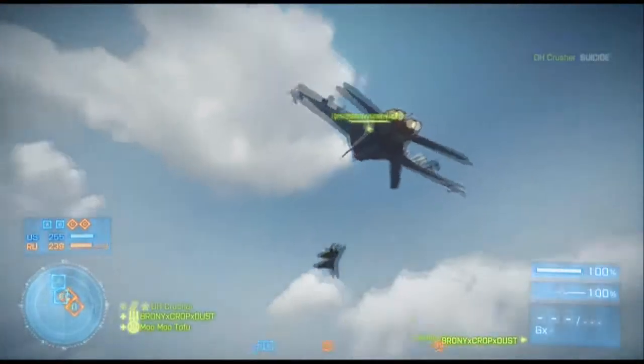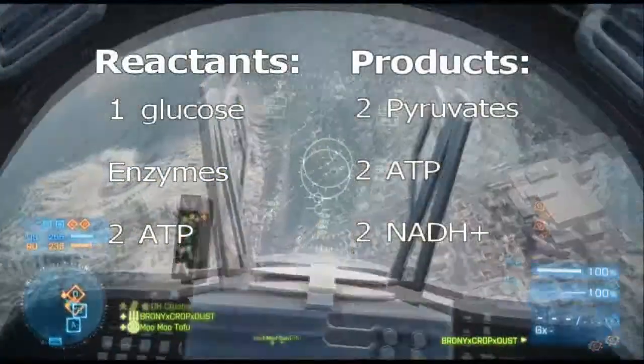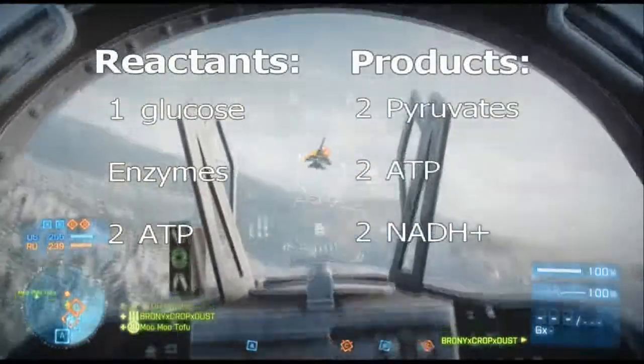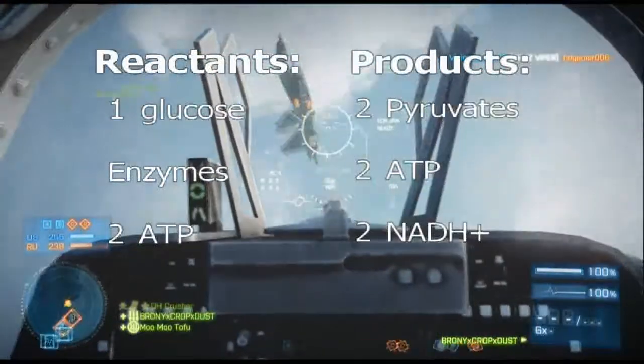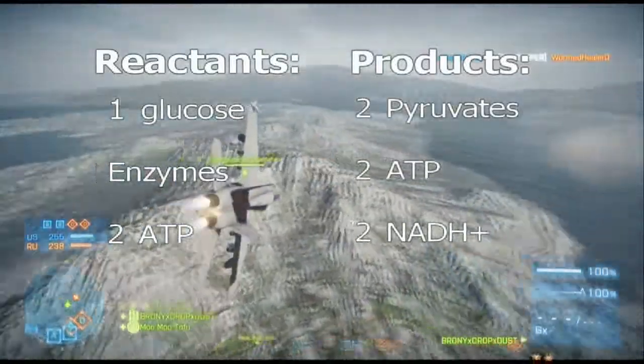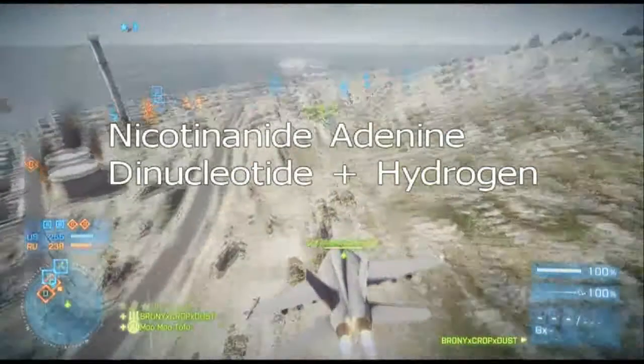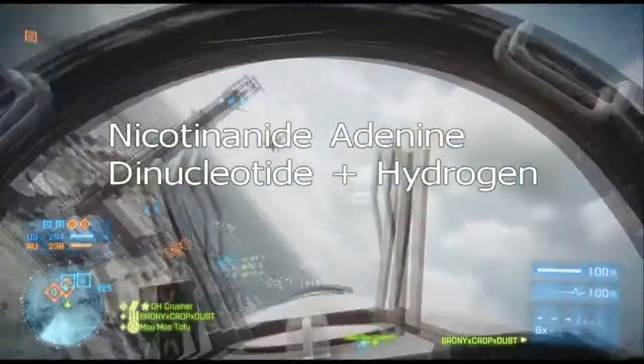Anyways, in glycolysis, your reactants include one glucose molecule, enzymes, and 2 ATP to start it, which produces 2 pyruvates, 2 ATP, and 2 NADH, which is nicotinamide adenine dinucleotide plus hydrogen.